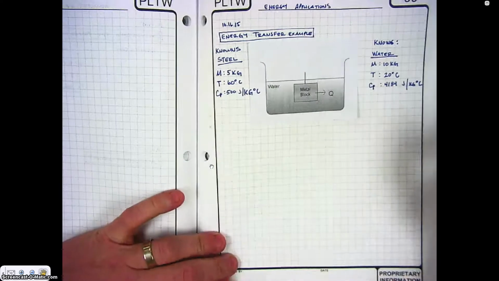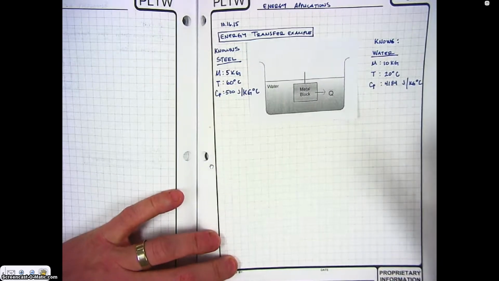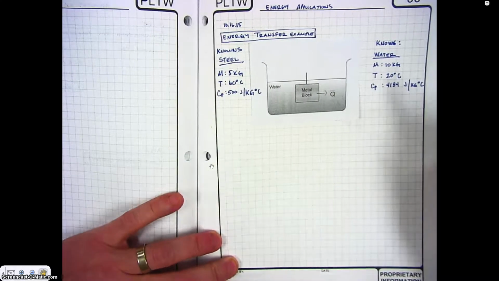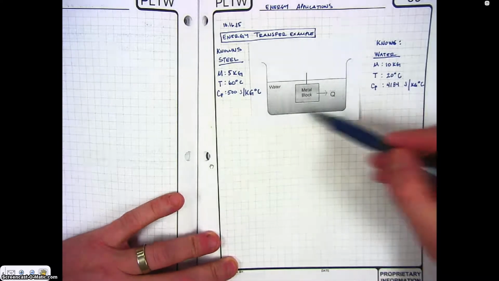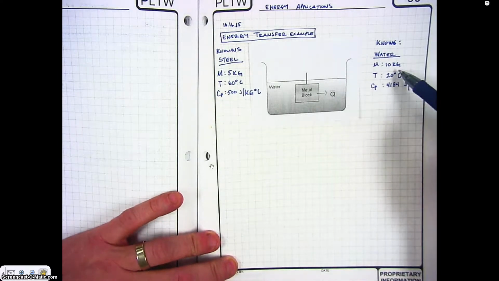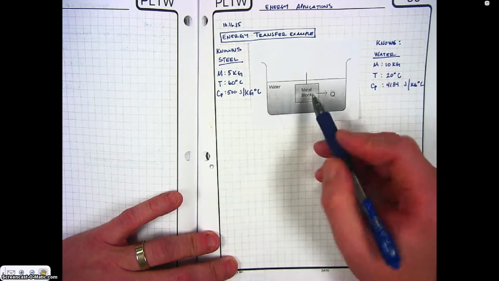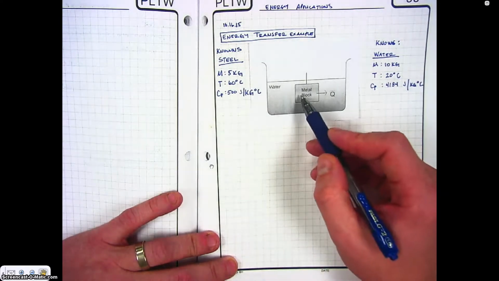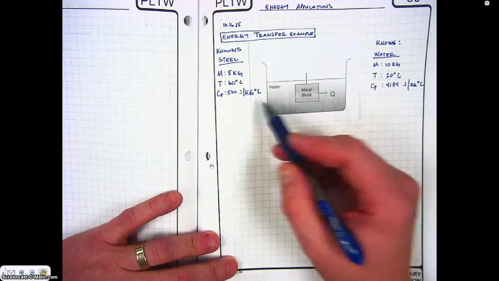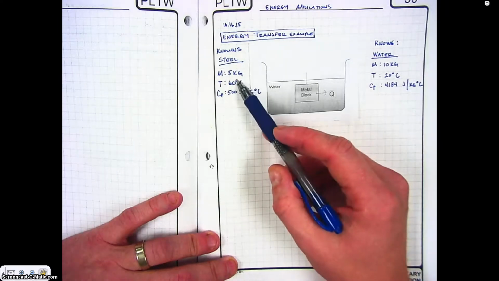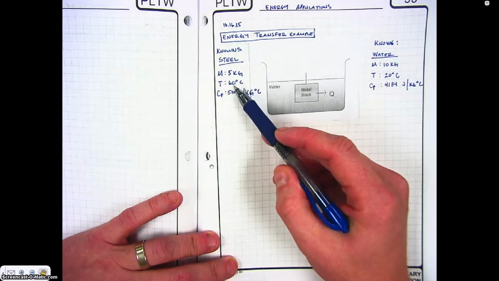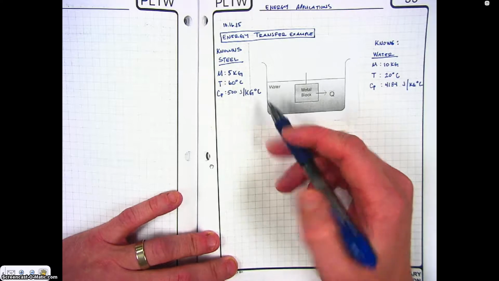We're going to go through an energy transfer example. To explain our system, we have some water, 10 kilograms of water. The water's temperature is 20 degrees Celsius. We are going to put a piece of steel inside of that water. The steel's mass is 5 kilograms and its temperature is 60 degrees Celsius.